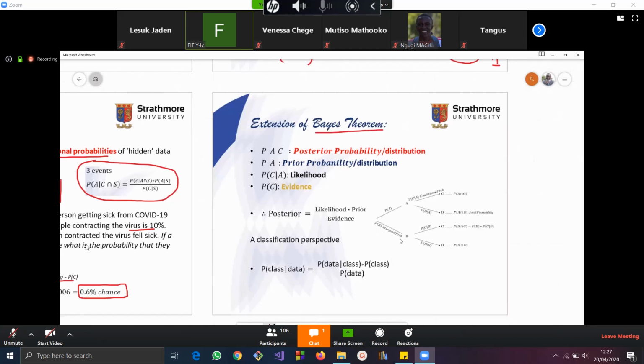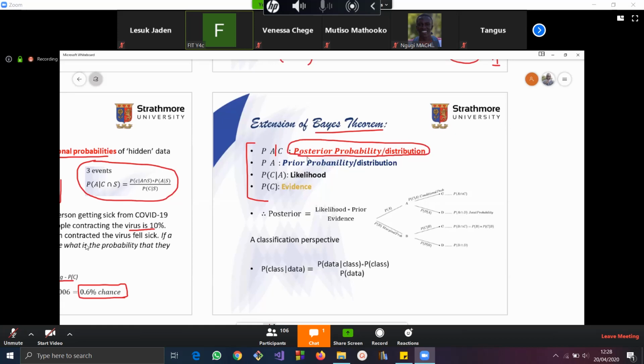Now, here is what you should capture. This is AI captured in one slide. Machine learning captured in one slide. Now, given Bayes' theorem, here is how we understand modern day machine learning. The probability of A given C, which can be computed using Bayes, is now going to be called the posterior probability or posterior distribution.